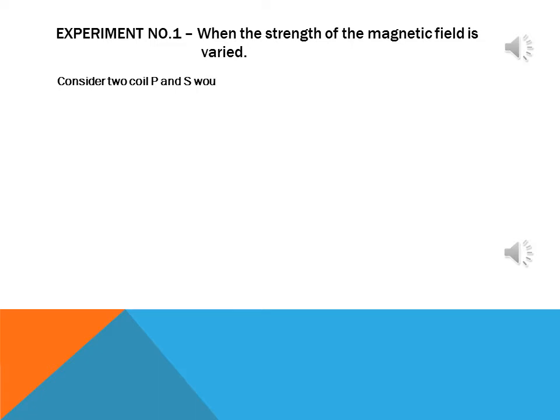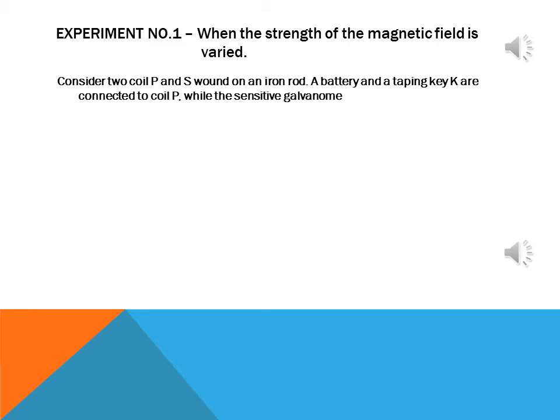Experiment first. When the strength of the magnetic field is varied. Consider two coils P and S, primary and secondary, wound on an iron rod. A battery and a tapping key K are connected to the coil P, while a sensitive galvanometer is connected to the coil S.